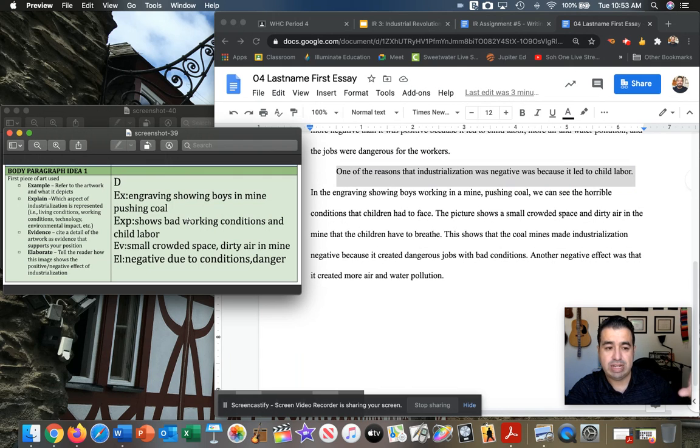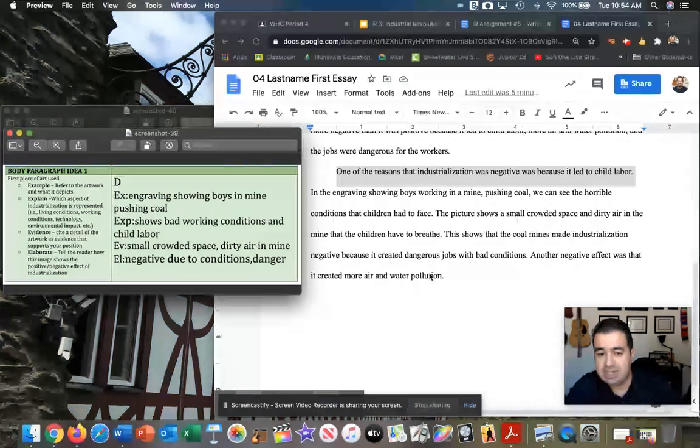The engraving. So I take my notes and I just look at how I turn them into sentences. In the engraving showing boys working in a mine, pushing coal, we can see the horrible conditions that children had to face. The picture shows a small crowded space and dirty air in the mine that children have to breathe. This shows that the coal mines made industrialization negative because it created dangerous jobs with bad conditions, right? So I've taken these things and I've put them together into the sentence. And then I'm going to go on to my next piece of art.